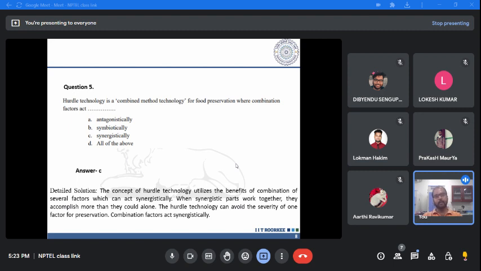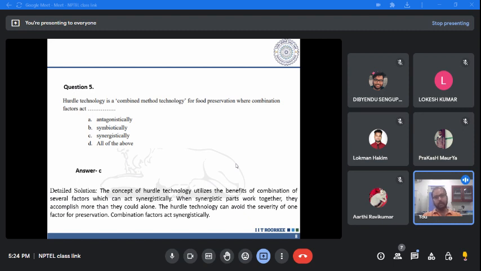Antagonistic means they work against each other. So they don't work against each other. If you are making any product, every processing technology, you are cutting, you are cooking, you are adding some salt or spices, they will work together. All things will help to preserve your food for a longer time.